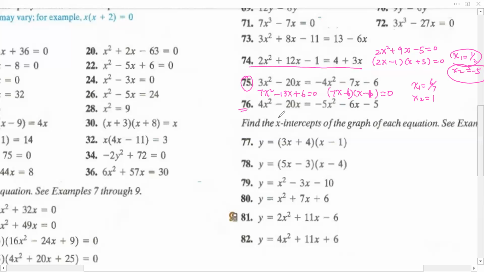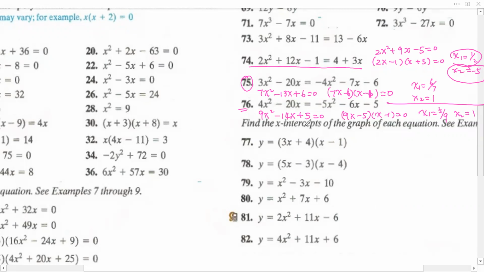76. Same, simplify first. You get 9x squared minus 14x plus 5 equals 0, right? So you can write (9x minus 5)(x minus 1), right? Double check it. 9x squared, negative 9x, negative 5x, so you get negative 14x and positive 5. So x1 is 5/9, x2 is 1, right? All right.